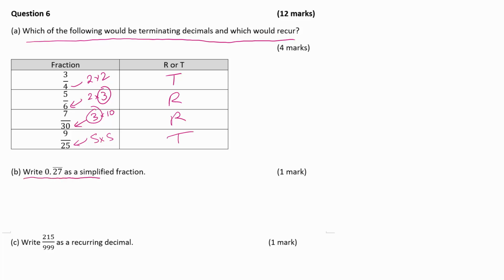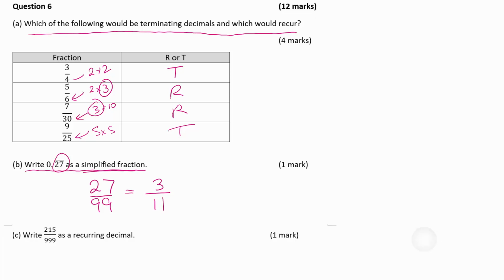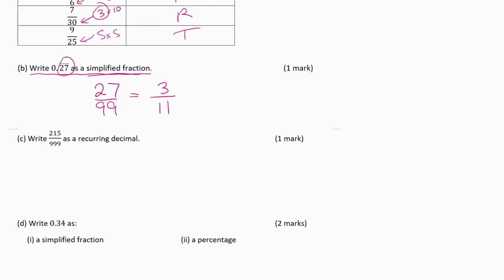Write 0.27 recurring as a simplified fraction. Well, from all the work we've done, we know that's 27 over 99. The recurrence pattern is 2 digits, so we could use 2 9s. But 27 and 99 both divide by 9. So that is going to be 3 over 11. You could divide it by 3 and then by 3 again, but it does say a simplified fraction, so you must get down to 3/11ths.